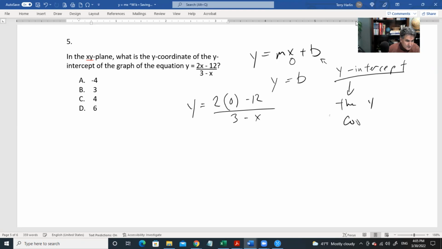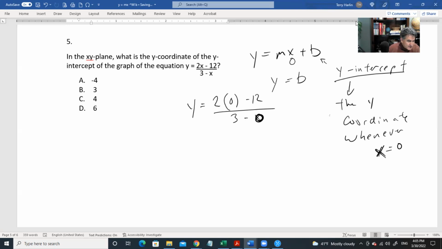That's what it means: the y coordinate whenever x equals 0. So when we see y-intercept, we should be thinking set x equal to 0. If we see x-intercept, same thing, set y equal to 0. Okay, we should be thinking that. So let's set x equal to 0. Sorry, I don't know why I put that there.